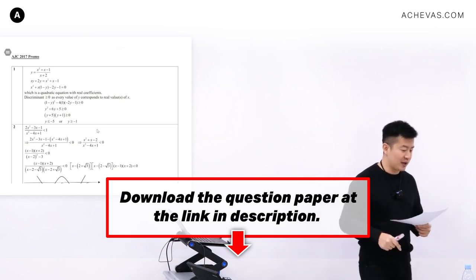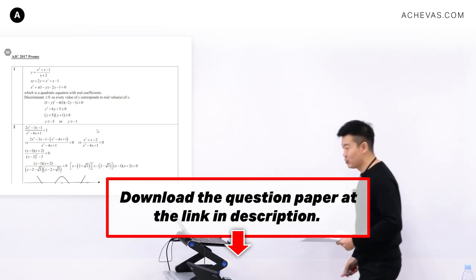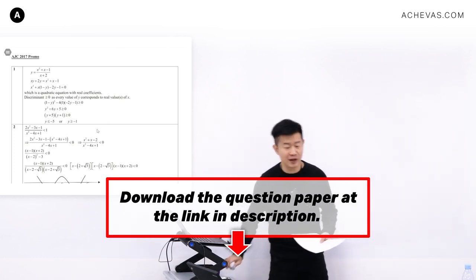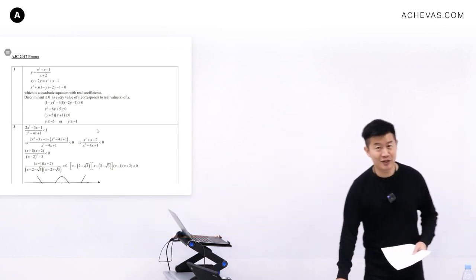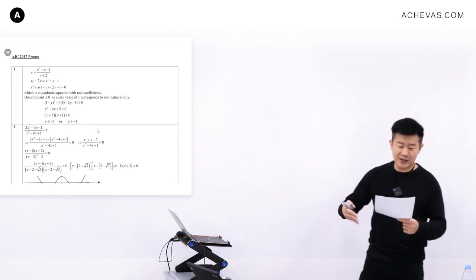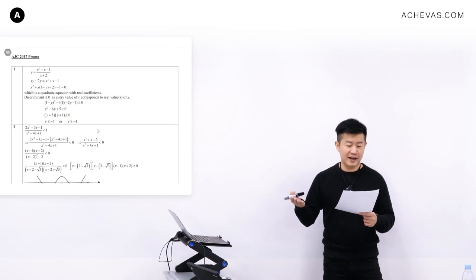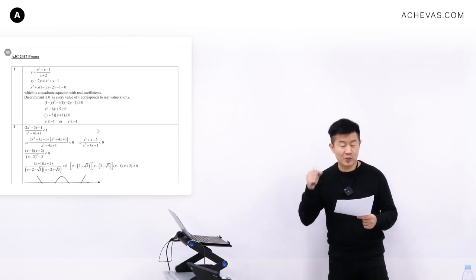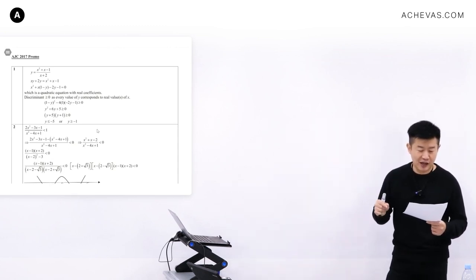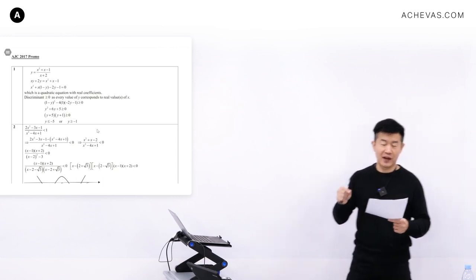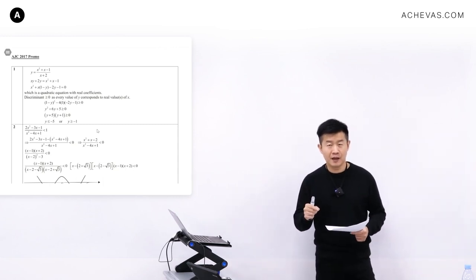So question number one, AJC 2007, in their promo, they ask this question, and I've shared it with you. It is given that y is equal to x squared plus x minus 1 divided by x plus 2. I want to find algebraically the set of values that y can take.